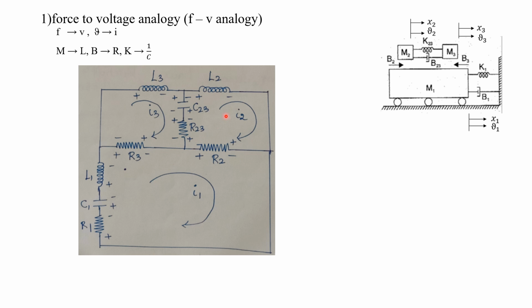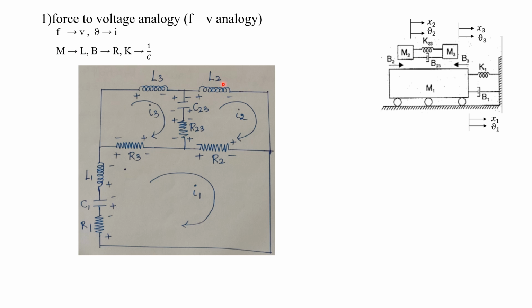Now we have to see loop 2. To draw this loop 2, what we have to do? We have to see this mass M2. So this is the mass M2. Here there is no applied force, so there will not be any voltage source here. Then its own opposing force will be M2. M corresponds to L, so it will be L2.